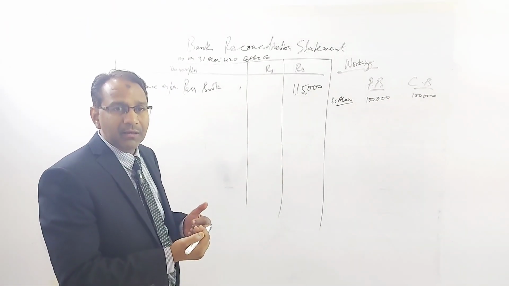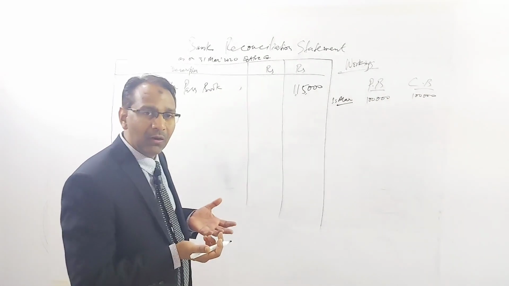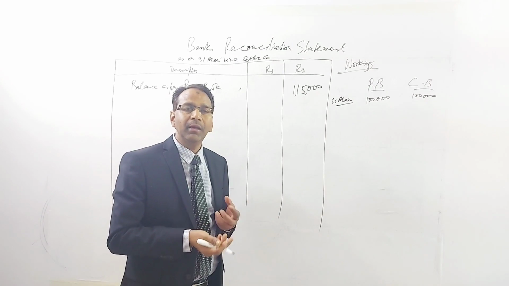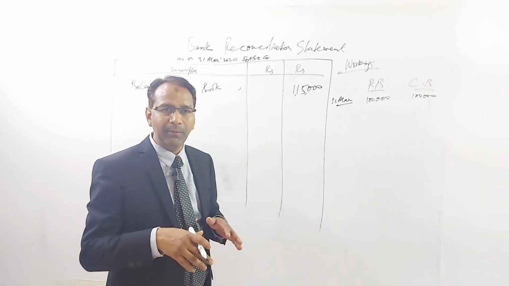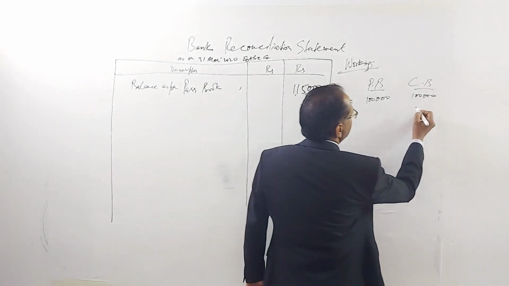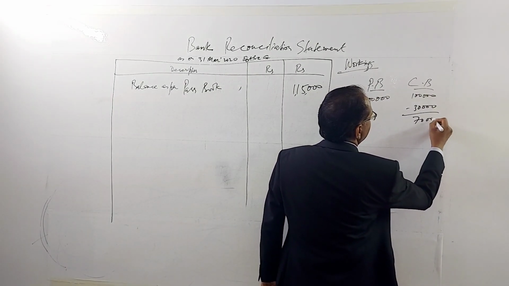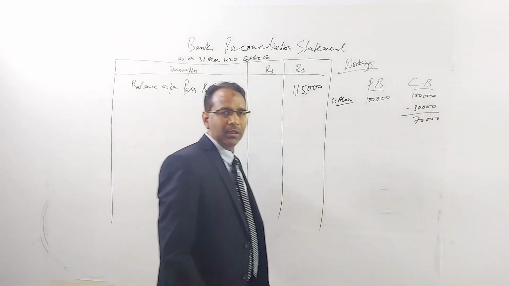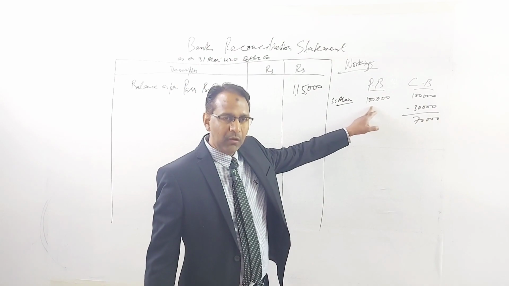Now see, cashier has issued a check of 30,000 rupees. Where will be the first impact? That will be in our books because the check is issued by the company. The first impact is 30,000 rupees deducted. How much is the balance? 70,000. But what is the balance in the passbook? It is 1 lakh rupees.